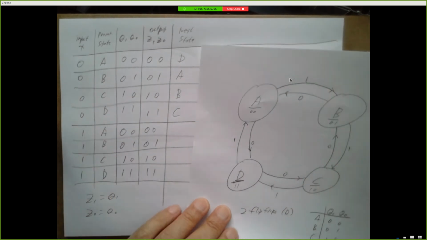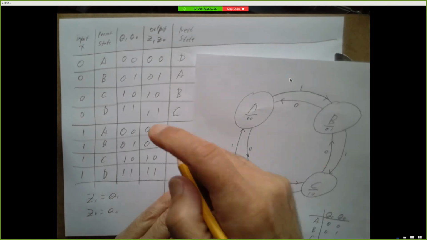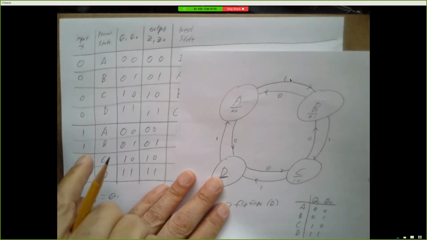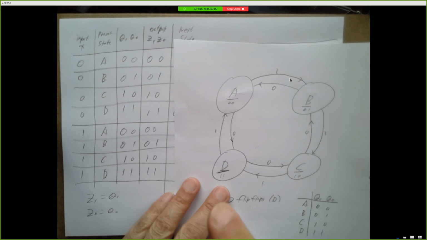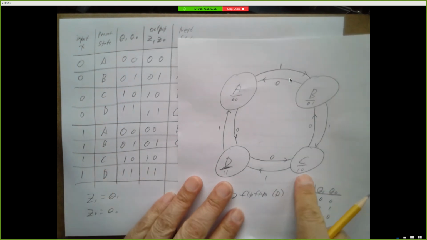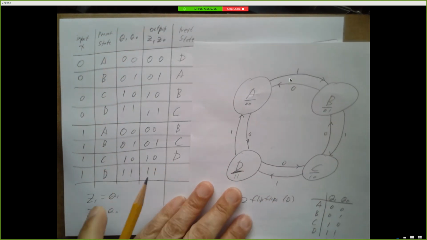If our input is 1 and we're in state A, our next state is B. If we're in B, our next state is C. If we're in C, our next state is D. And if we're in D, our next state is A.